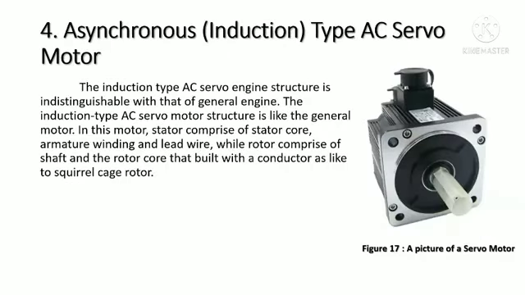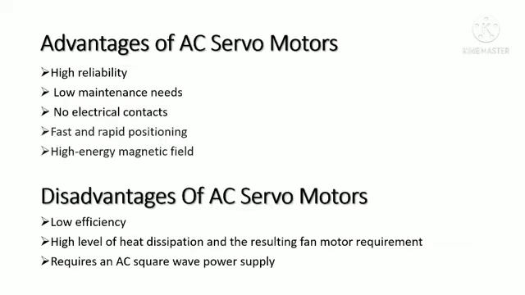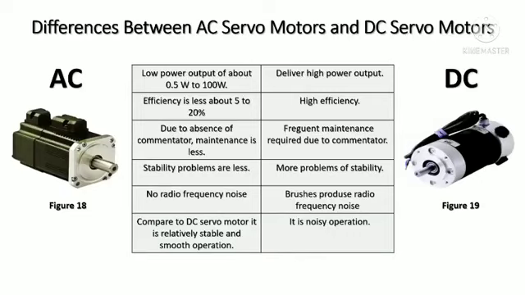Induction type AC servo motor structure is like the general motor. In this motor, the stator comprises a stator core, armature winding, and lead wire, while the rotor comprises a shaft and the rotor core. In this page, advantages and disadvantages of AC servo motors. And this page, difference between AC servo motors and DC servo motors.